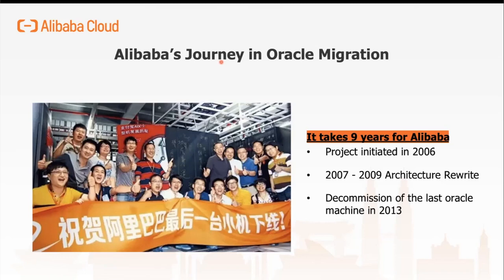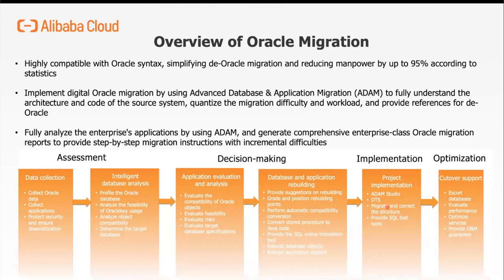This is talking about Alibaba's journey in Oracle migration. We started the project in 2006. It took us 9 years to finally migrate out of Oracle entirely. The last Oracle database was decommissioned in 2013. From the 9 years of experience of migrating out of Oracle database, we have gathered a lot of experience. In essence, we came up with a step-by-step scientific approach to migrating out of Oracle database. Step one is assessment.